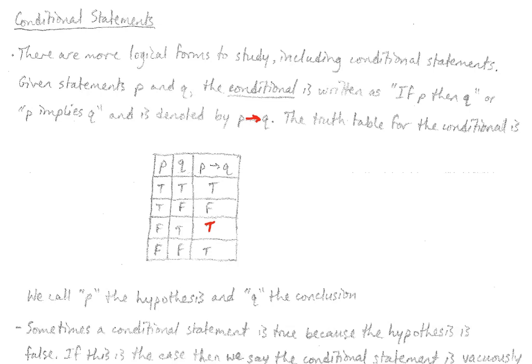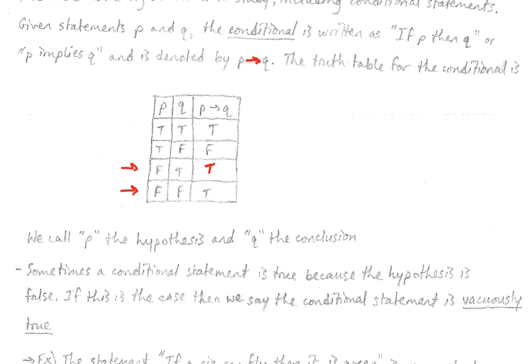Now, I want to just make a quick note about the last two rows of our truth table here. Notice that the hypotheses are false, and the conditional is always true. There's a special term for that. We say that the conditional statement in that case is vacuously true. So sometimes a conditional statement is true because the hypothesis or hypotheses are false. If this is the case, then we say that the conditional statement is vacuously true.